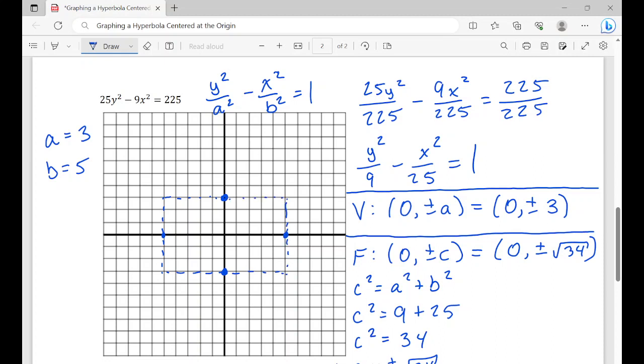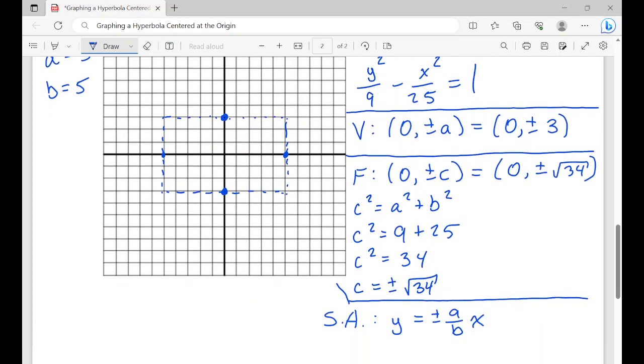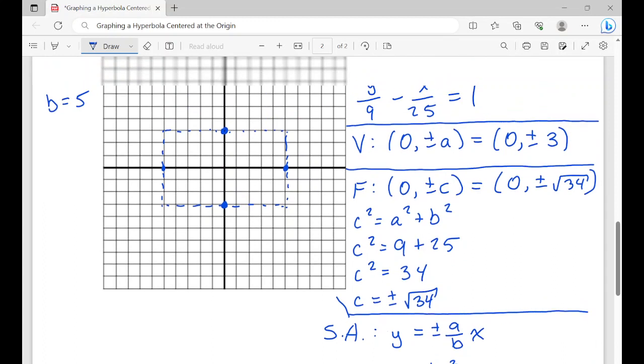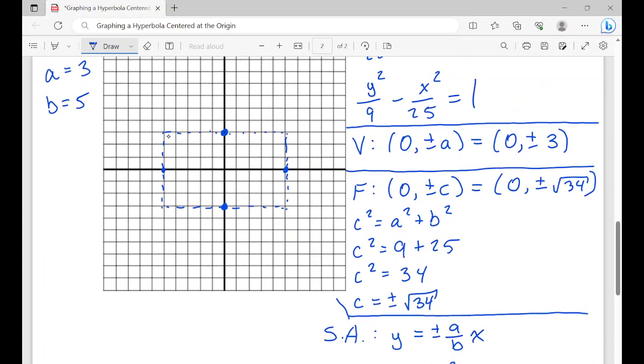And now I can graph my asymptotes, which again are at plus or minus 3/5, but just like before, it's going to run from the top left corner through to the bottom right corner, and the top right corner through to the bottom left corner. So, like so. And just kind of complete that over here. And then over here, like so.